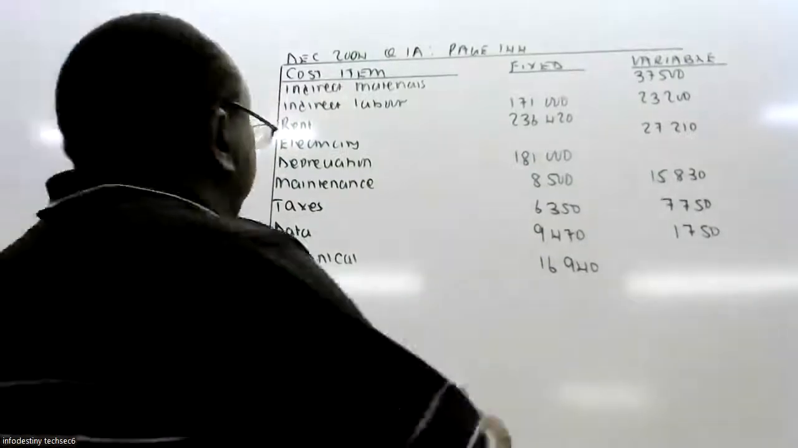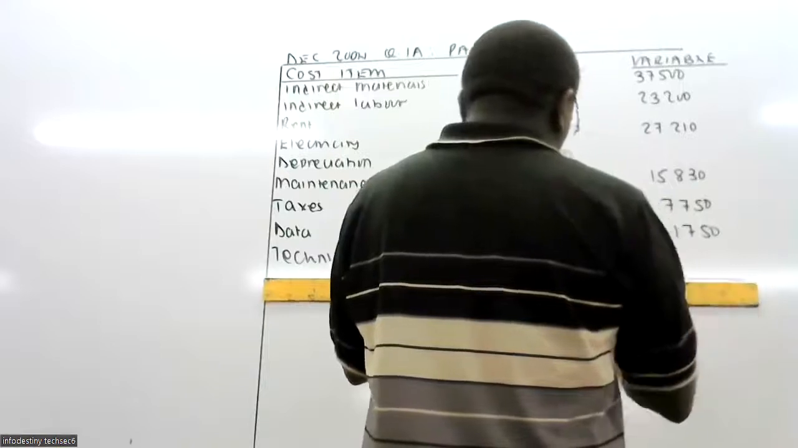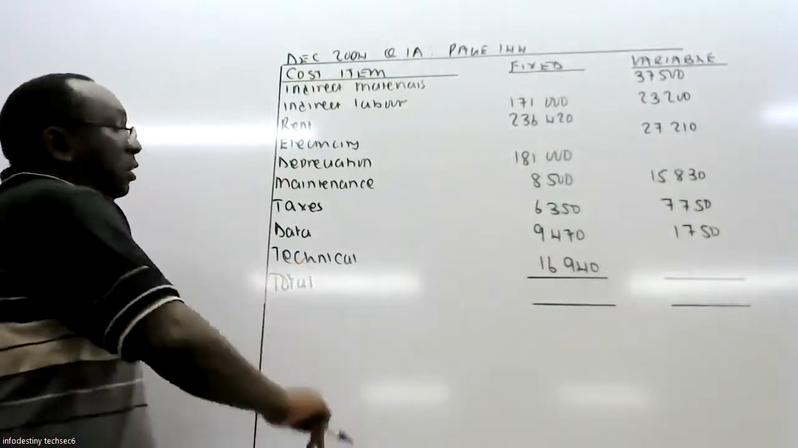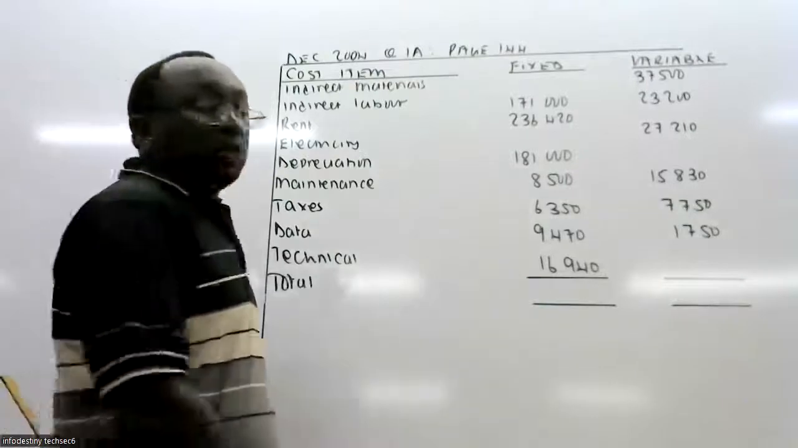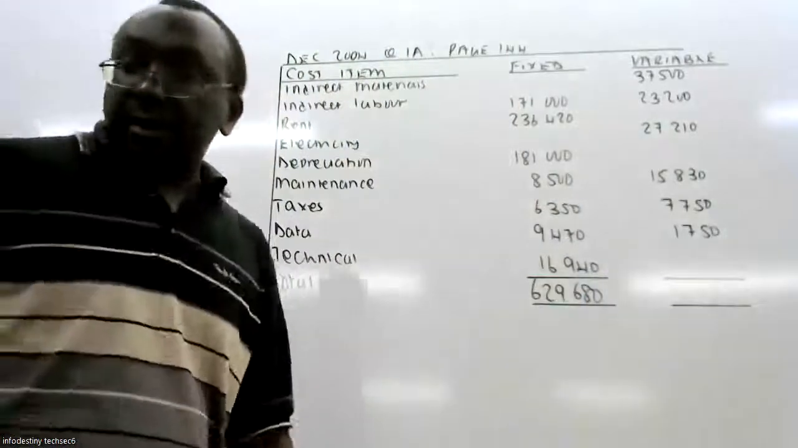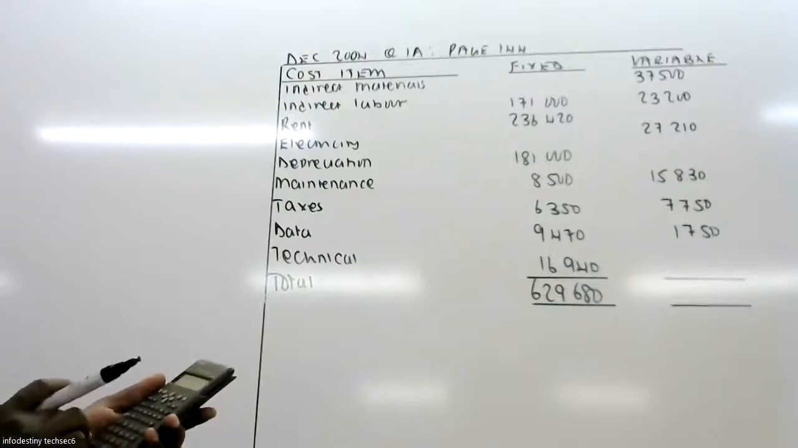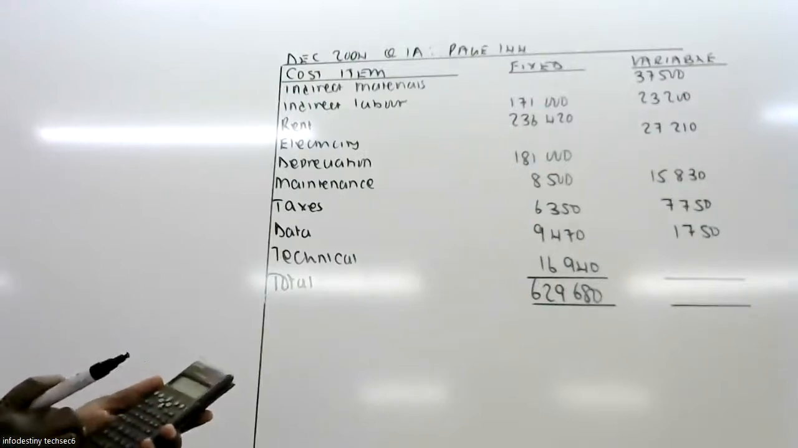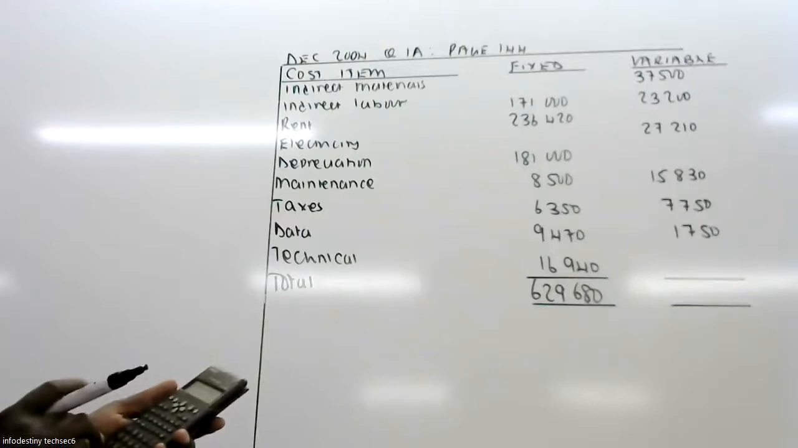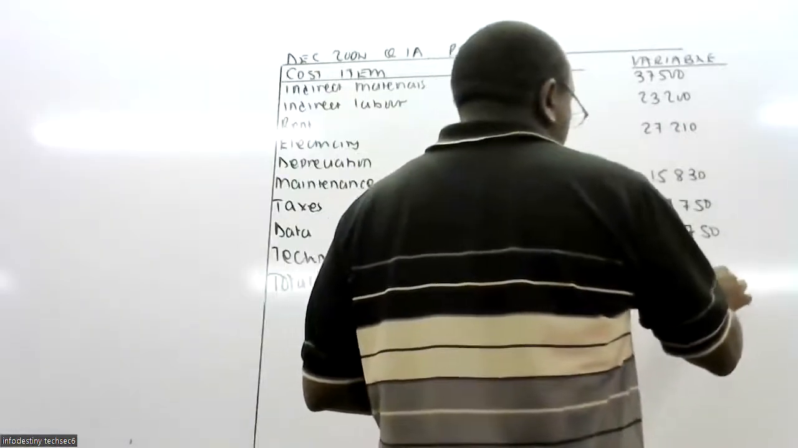So we now add. The fixed total is 629,680. The variable is 37,500 plus 23,200 plus 27,210 plus 15,830 plus 7,750 plus 1,750. You're getting 113,240.